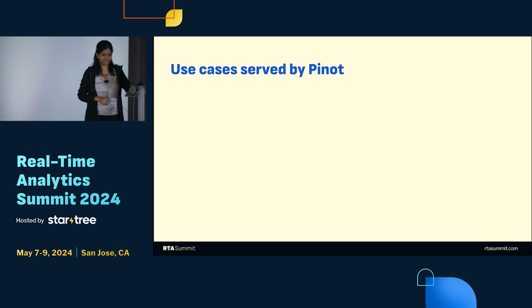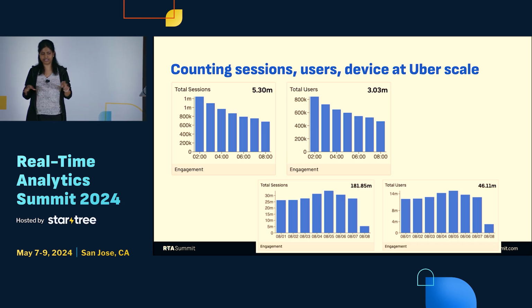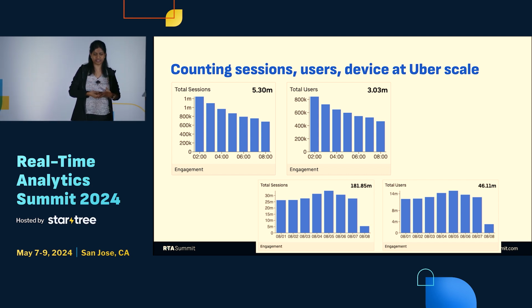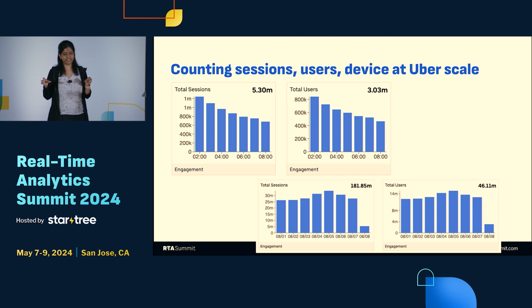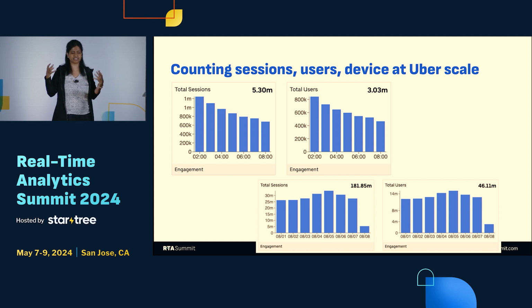So let's go over some of the use cases that are served by Pinot for this Healthline UI. This is the first one: counting the sessions and users at various granularities, whether it's device, OS, etc. On the first, you can see the total sessions and total users. Those are engagement metrics. So if there is a sudden decrease in the engagement metrics, it indicates some issues that you have to triage.